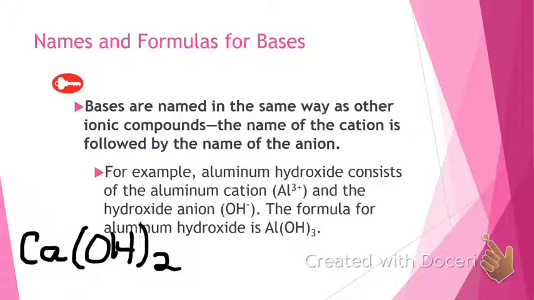Okay, so if we had Ca(OH)2, that could be a base, and we would just name it calcium hydroxide. Notice that these are neutral compounds as well, and we would use the crisscross method if we had to write the compound for them.